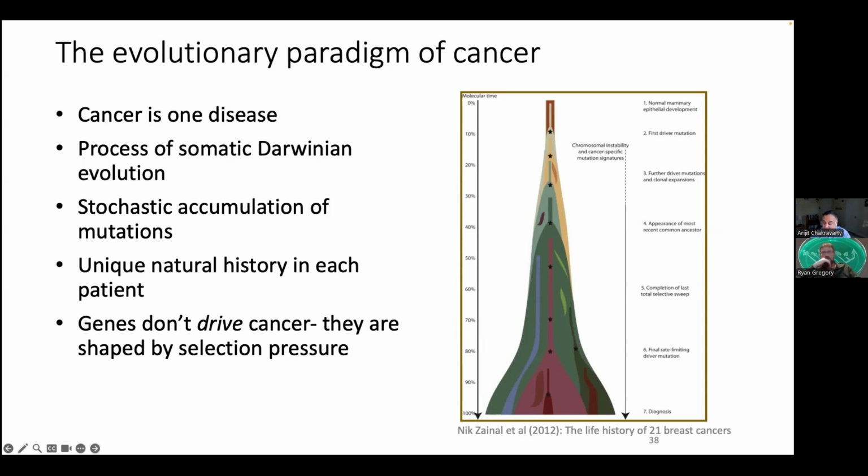So while it sounds similar, because we're still talking about oncogenes and tumor suppressors, it's fundamentally different because this is a stochastic, not a deterministic process. It's the stochastic accumulation of mutations, and within an individual tumor and within an individual patient, the life histories become very divergent very quickly. So not only does every patient have their own unique natural history, but every lineage of every clone of cancer cells within the patient is its own lineage. In this case, genes aren't driving the cancer; they are being shaped by selection pressure.